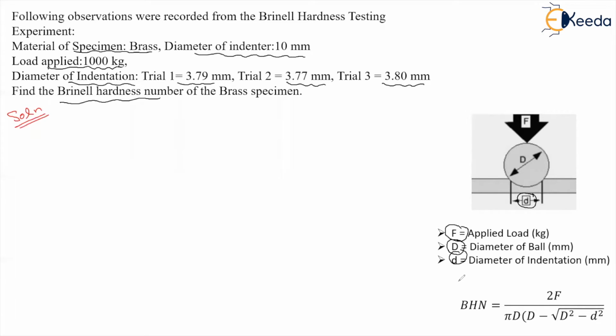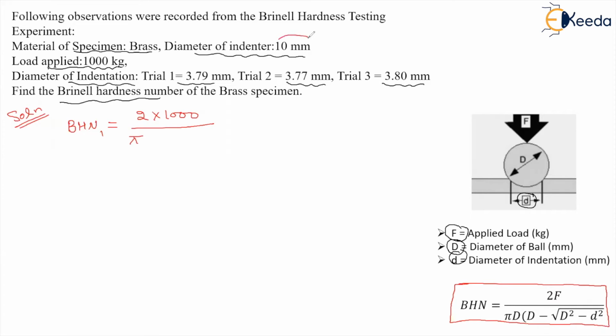So we have to apply this formula directly. This formula is known to us for finding the Brinell hardness number. This is the simple formula which is applicable here. In the first trial, we can find out BHN1 due to the first trial, right? F is given to us. F is 1000 kg. So this is 2 multiplied by 1000 divided by pi D. Here D is the diameter of the indenter, that is 10 mm. So pi multiplied by 10 mm, and we have to keep everything in mm because all the dimensions are in mm.